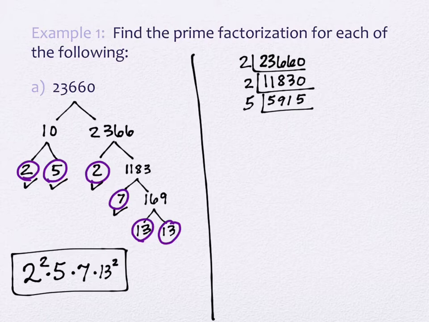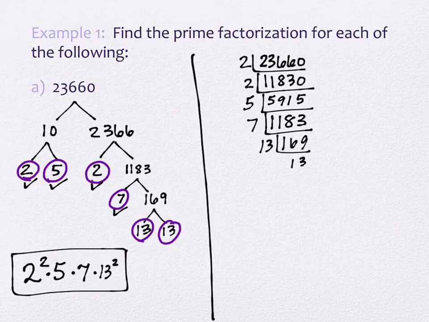5915 divided by 5, what does that give me? 1,183. Yeah, which should look familiar. We've already seen that today in the previous method for this particular problem. So we happen to know now that it divides by 7, leaving me with 169, which is the 13 and the 13. And I like this because all of the values are right there in a row, and they're in order, which is also friendly. So I have 2 squared times 5 times 7 times 13 squared.